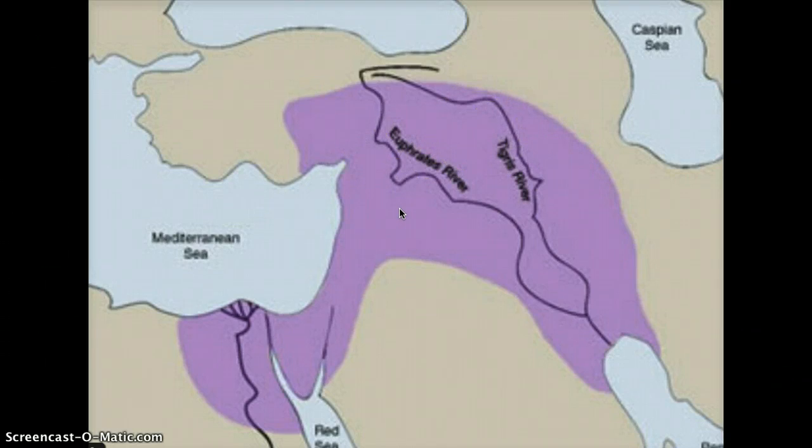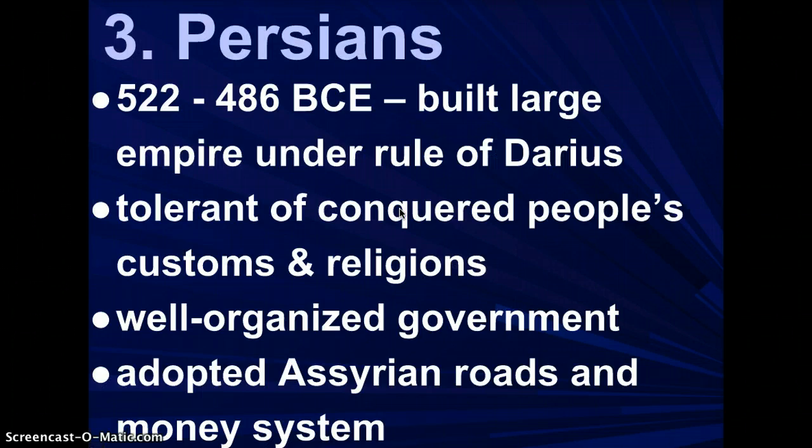and of course this area right here is the Fertile Crescent. Okay, the third group are the Persians, led by Darius the First. He is going to allow the people he conquers to keep their ways of life, their customs, and their religion. He's going to have a well-organized government because he needs it to take over them. He's going to keep the Assyrian roads and their money system.